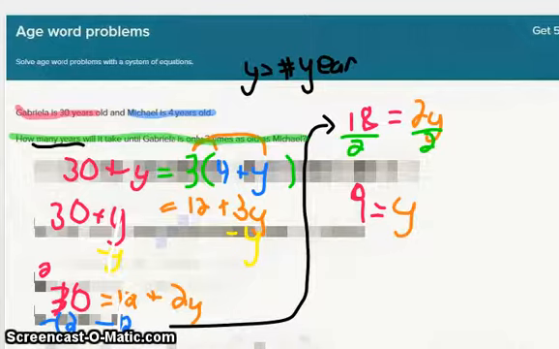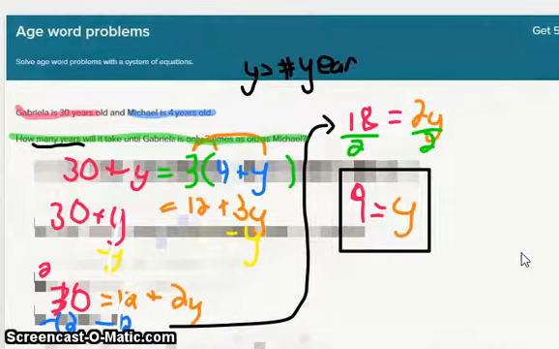And now we're going to box our answer. We did it! It will take 9 years before Gabrielle is only 3 times as old as Michael. So, there it goes, solving this problem.